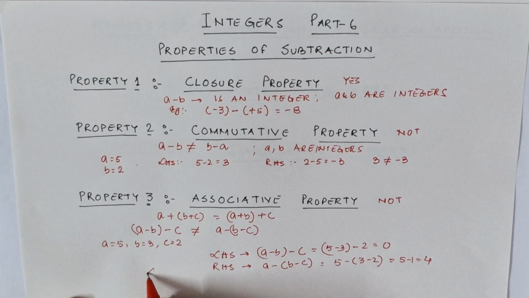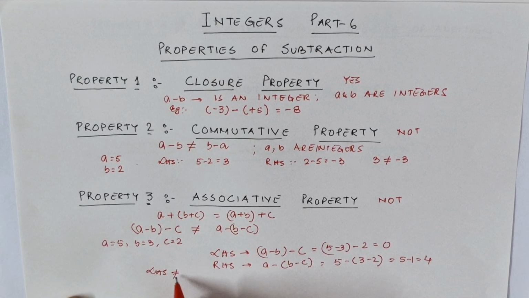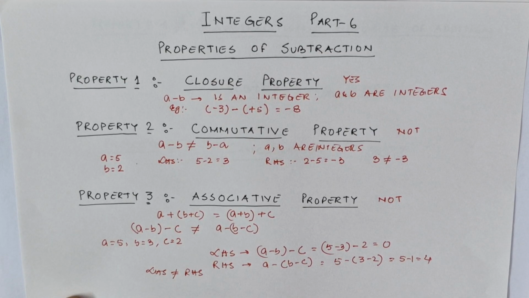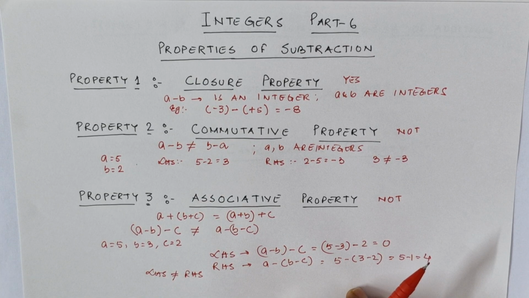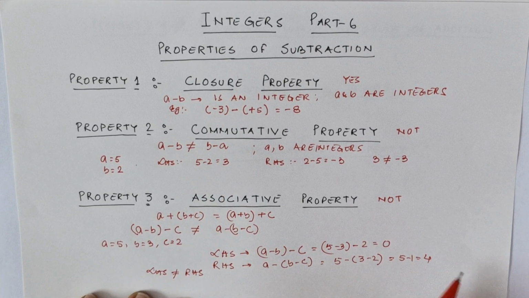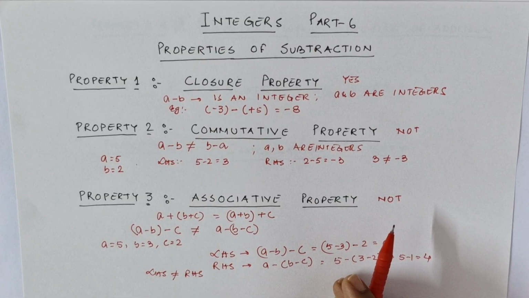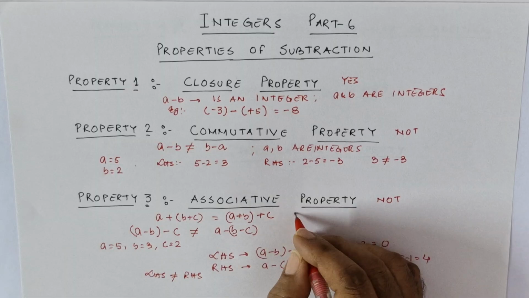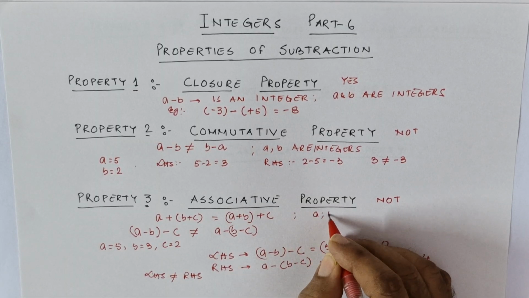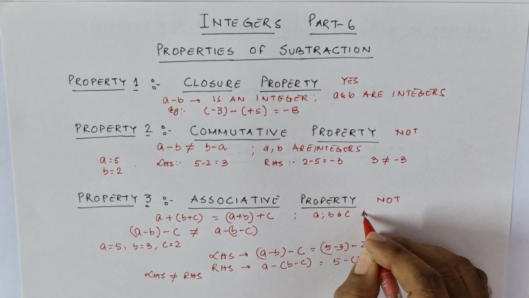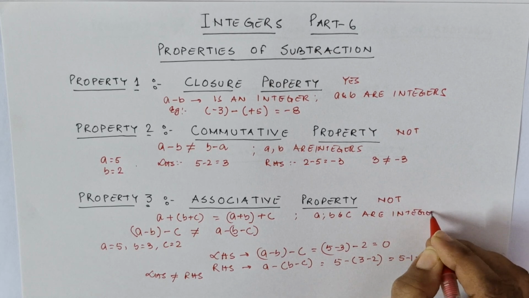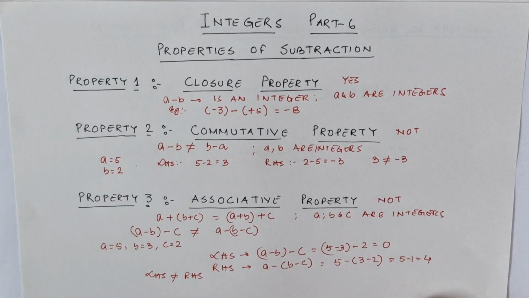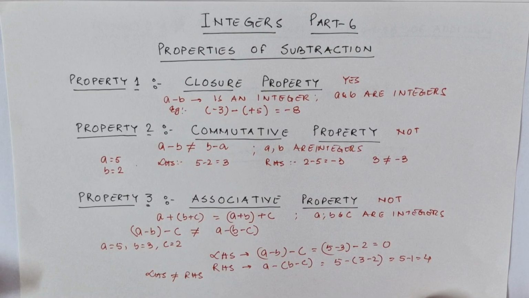So you see the left hand side is not equal to the right hand side, right? So if I change the grouping, the result will not be the same. So we can say that subtraction is not associative. Got it? Here always remember A, B and C are integers. So let's come to the fourth property.